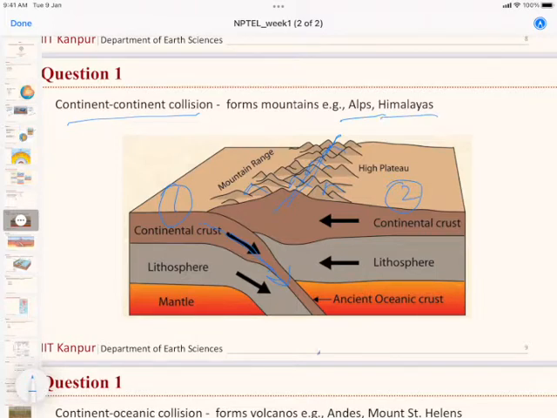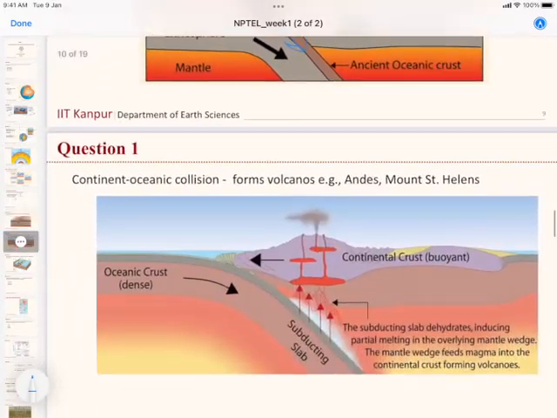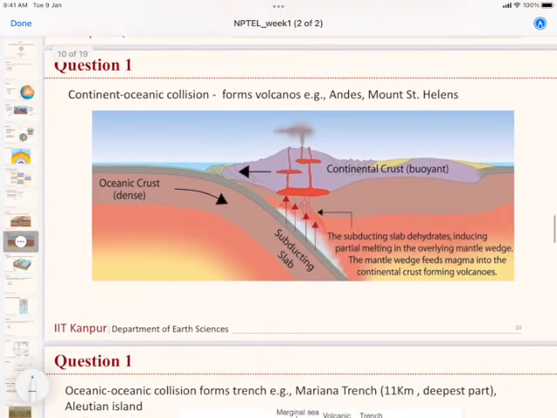Now another kind of collision is the continental-oceanic collision. Here the oceanic crust, which is the denser one that we have discussed, will go under in the subduction, and the continental crust will be on the upper side. Due to this kind of subduction, we generally see volcanoes.